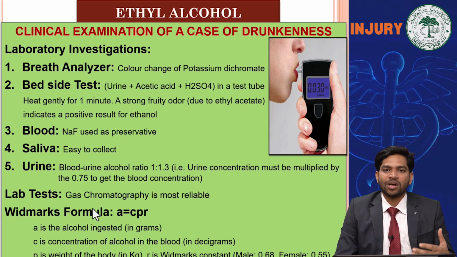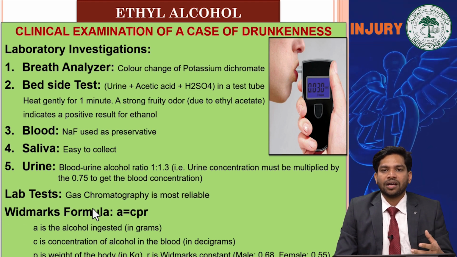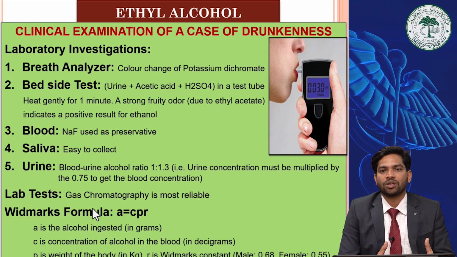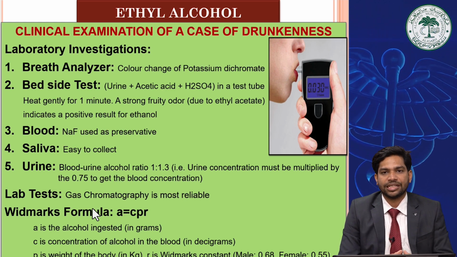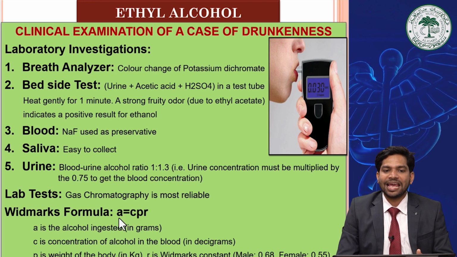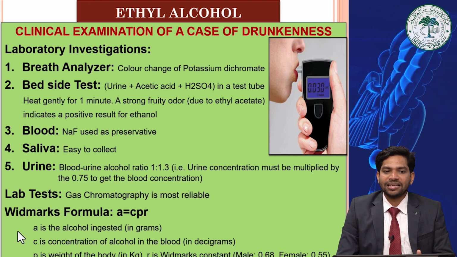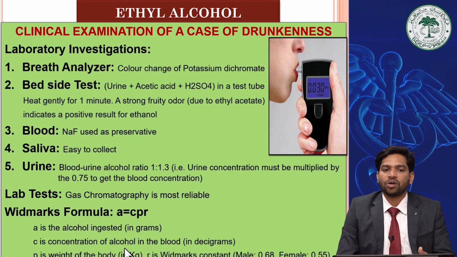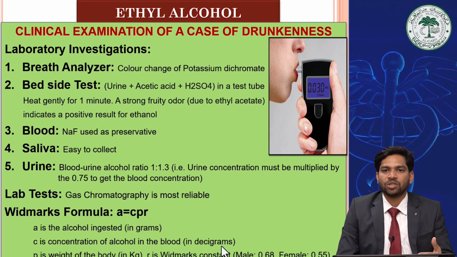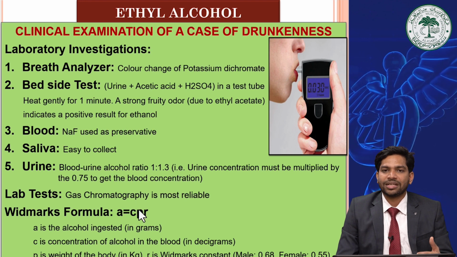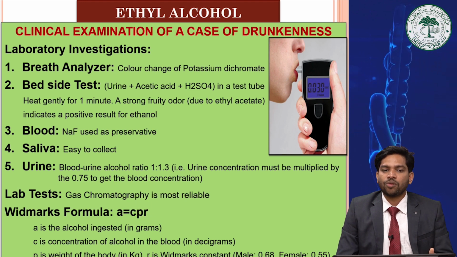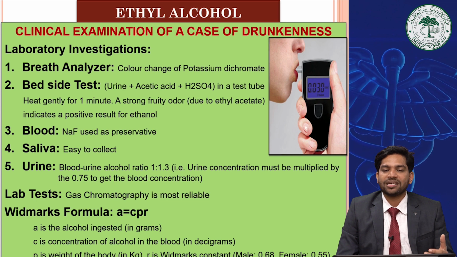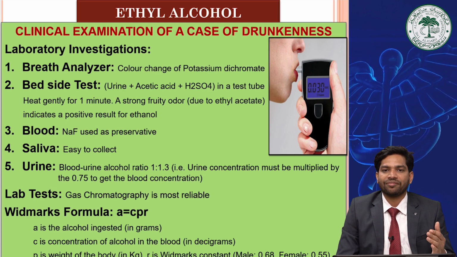Widmark's formula is used to calculate the amount of intake of alcohol based on the blood alcohol concentration. So the formula is A is equal to CPR. Here A is the alcohol ingested in grams and C is the concentration of alcohol in the blood in decigrams. So this is blood alcohol concentration in decigrams. P is the weight of the body in kgs and R is Widmark's constant, which for male is 0.68 and for female is 0.55.